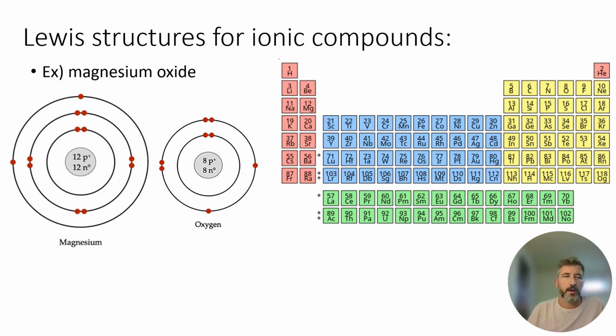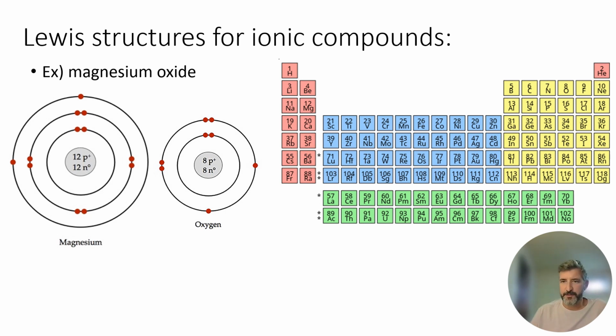Okay, so let's take a look at what a Bohr model might look like for this guy. So this is magnesium. It has 12 protons, so it has a plus 12 nucleus, and it has 12 electrons, so it has no overall charge. And then over here we have oxygen, which has 8 protons in its nucleus, and it has 8 electrons, so it also has no charge.